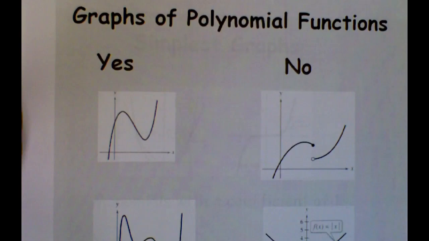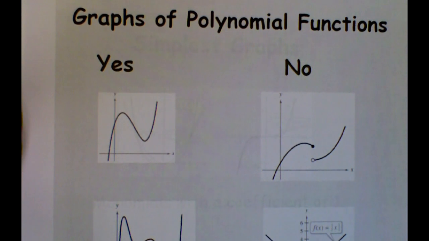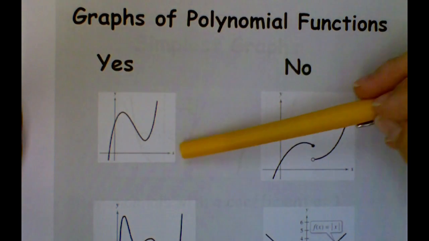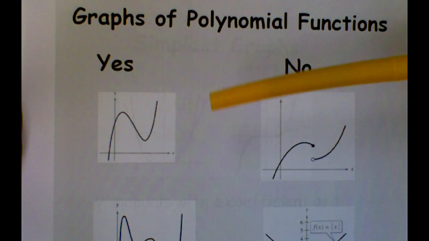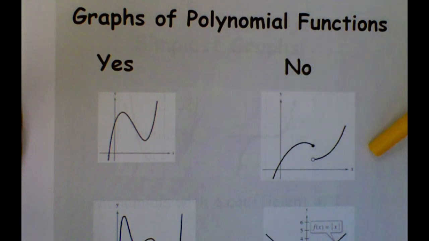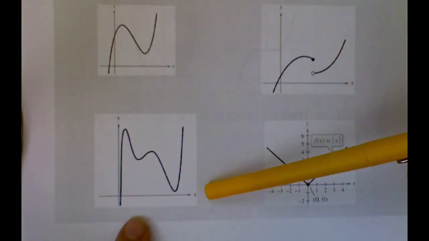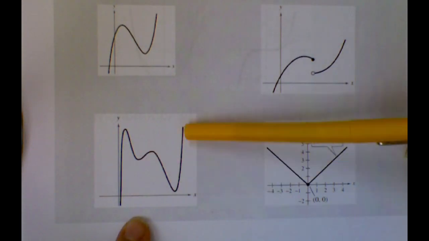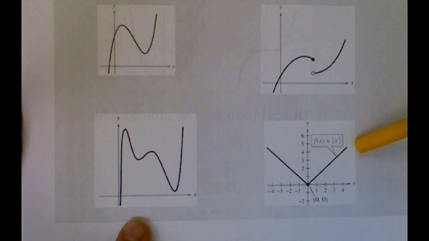So some examples of polynomial functions versus not. This left side, this is a polynomial function. No breaks, only smooth, rounded turns. This one is not. There's a break in the graph. On the left side, I have no breaks and smooth, rounded turns. On the right side, I have a sharp corner, not a polynomial anymore.